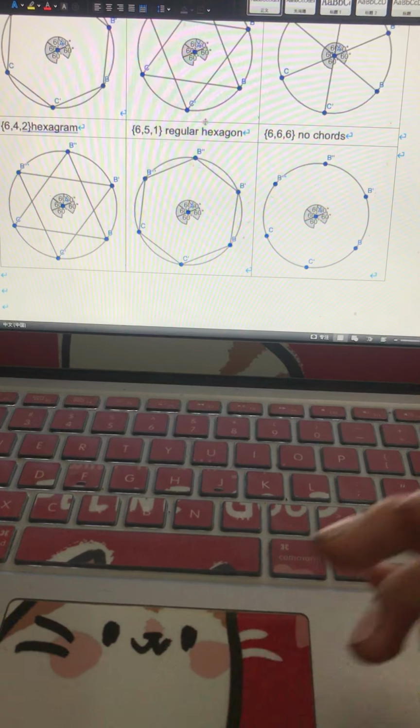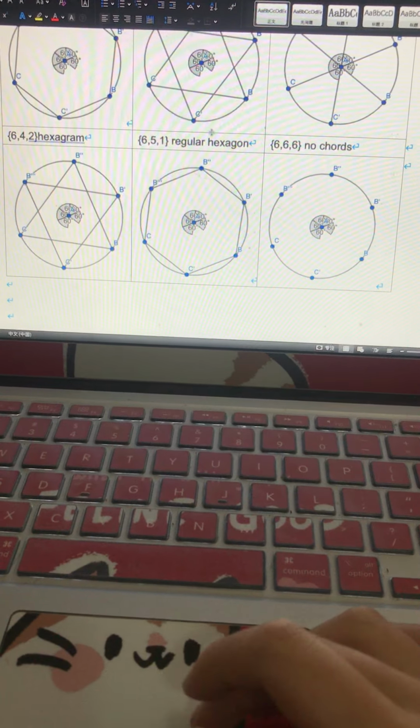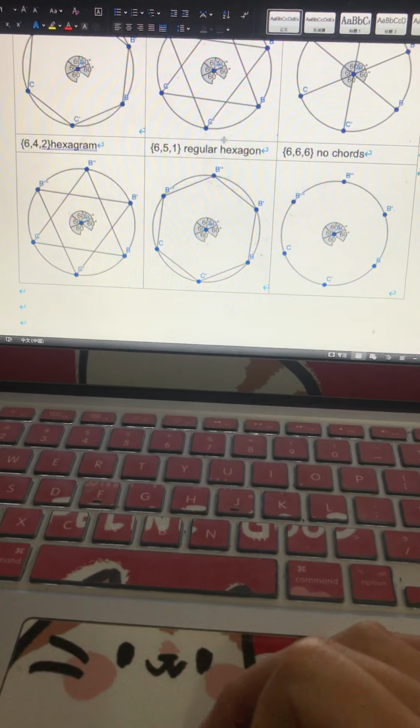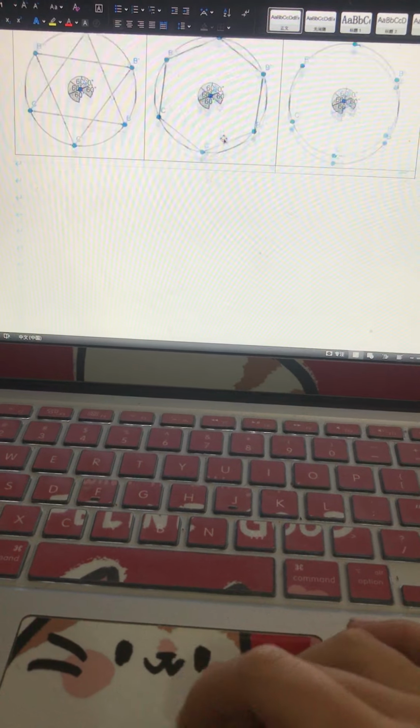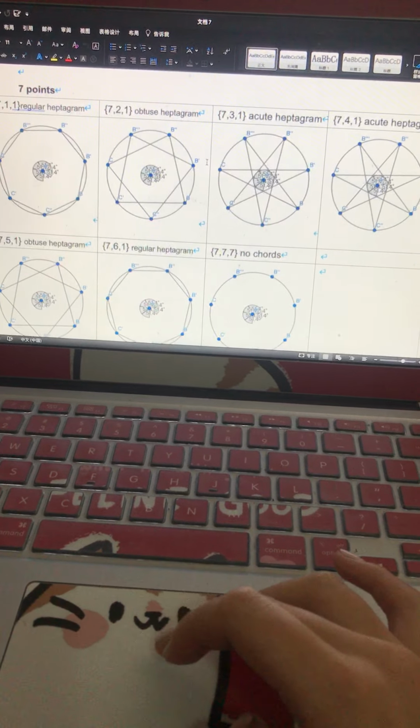And then the following will be gap of 5, I pick up my pen 1 time again. And then the final one will be gap of 6, I pick up my pen 6 times. The following will be circle with 7 points.